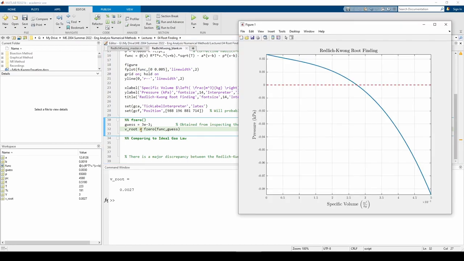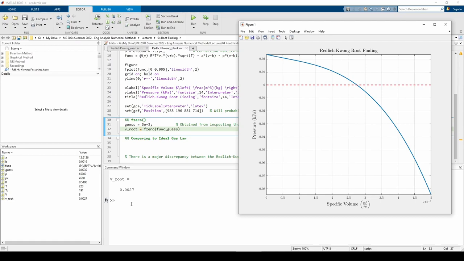We call the fzero function using the rearranged Redlich-Kwong equation in root finding form and the initial guess. I also changed the plotting limits in the fplot command. The command window tells us that the root occurs around 2.7 × 10^-3 meters cubed per kilogram, which agrees with the plot. The last part of the problem wants us to compare the specific volume from the Redlich-Kwong equation to the specific volume dictated by the ideal gas law. They should hopefully be similar since the ideal gas law is the basis for the Redlich-Kwong equation.